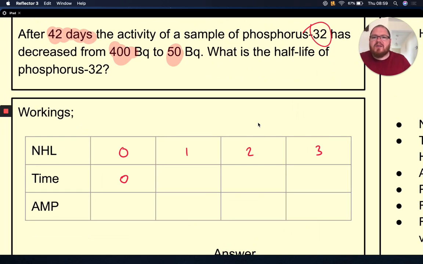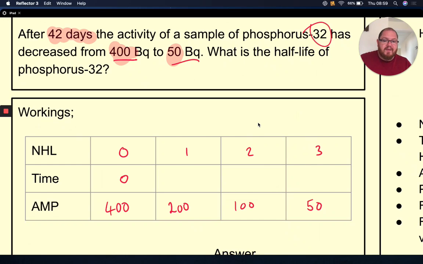So after 42 days, let's go from my becquerel here. I'm going to start now at 400. So at 0 half-lives, I've got 0 time, and it starts with 400 becquerel. That is its maximum, and it needs to drop to 50. So I need to halve that each time to get to 50. What's half of 400? It's 200. What's half of 200? 100. What's half of 100? It is 50. And that is our end result there.